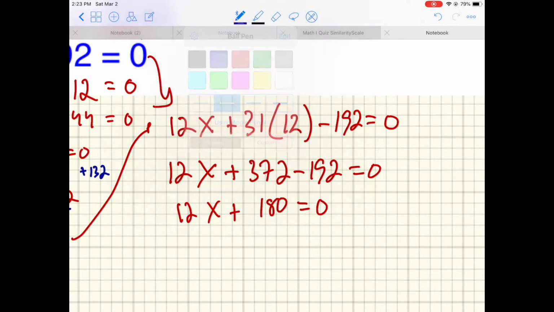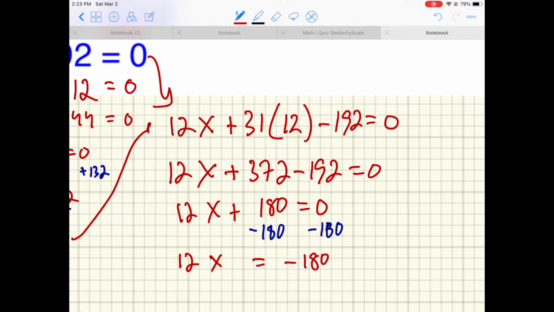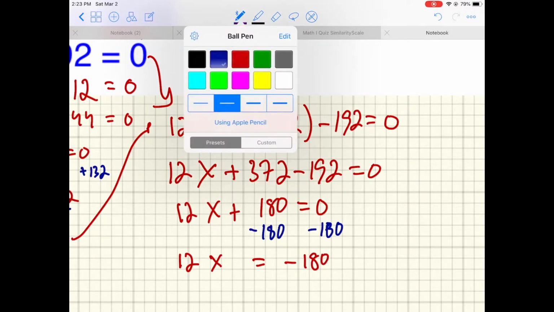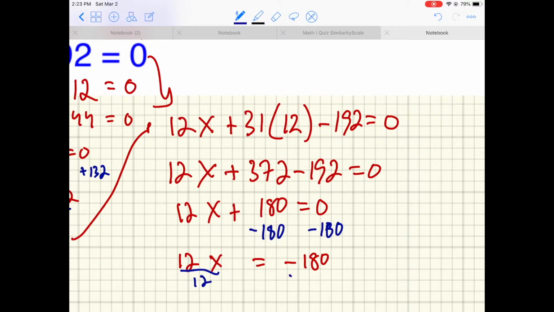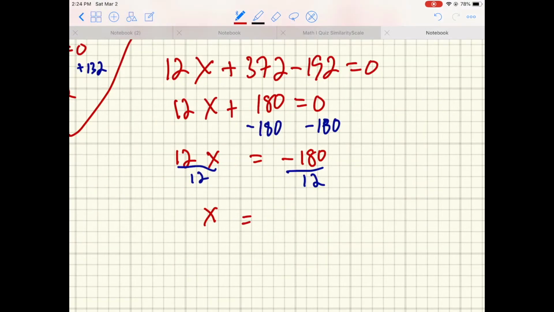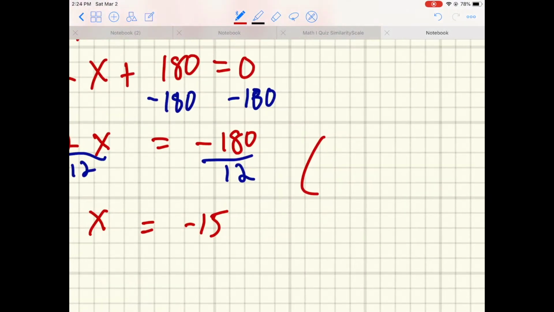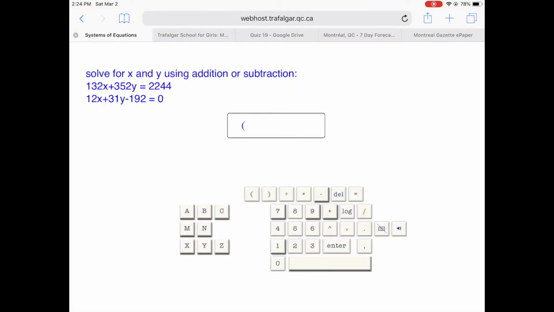I'm going to get rid of that 180 by subtracting it from the left-hand side. But if I subtract from the left-hand side, I also have to subtract it from the right-hand side. We end up with 12x is equal to negative 180. Now, I want to get rid of that 12 that's multiplying the x, so I'm going to divide both sides by 12. 12 goes into 180 negative 15 times. X is equal to negative 15. Our coordinates of our answer, y is 12, x is negative 15, so we have negative 15, 12. Remember, the x comes first. Negative 15, comma, 12. Close the bracket, and enter.